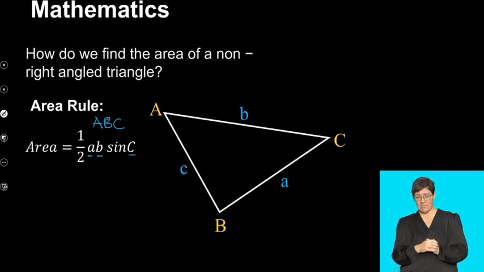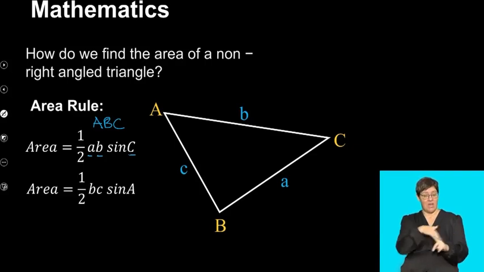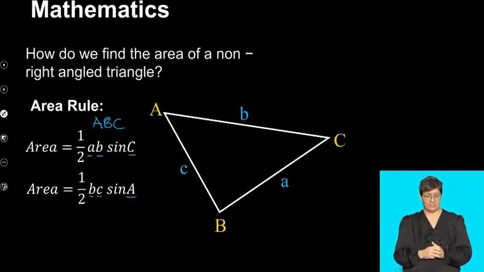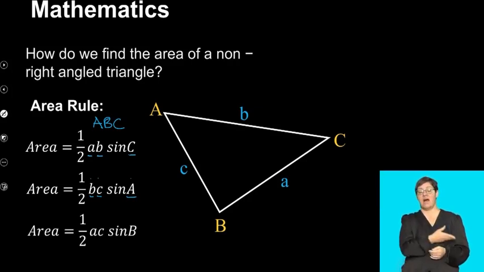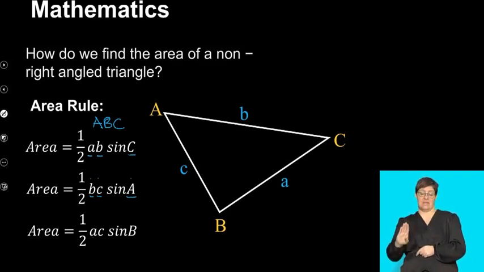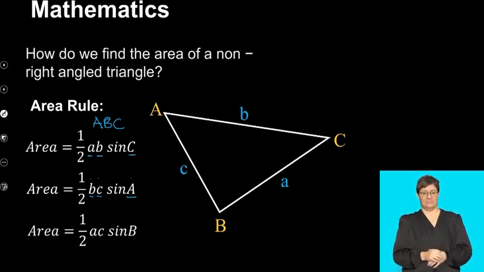Can you guess what the next version would be? Let's see. The next version for the area of the same triangle ABC will be area equals half times bc sine of A. So we've covered all our letters A, B, C. Now I think you can definitely guess the third version. The third version will be half side a, side c, and angle B.